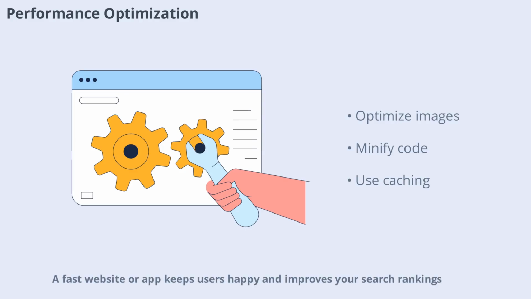A fast website or app keeps users happy and improves your search rankings. Optimize images, minify code, and use caching to speed up loading times. Tools like Google PageSpeed Insights can help you identify and fix performance bottlenecks.